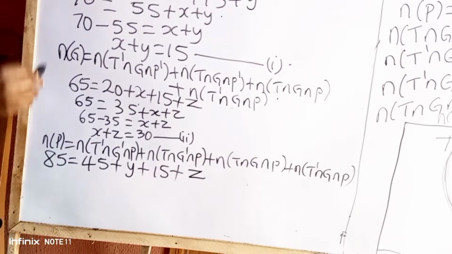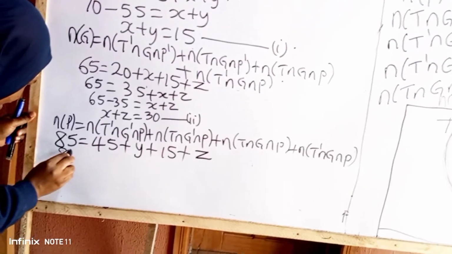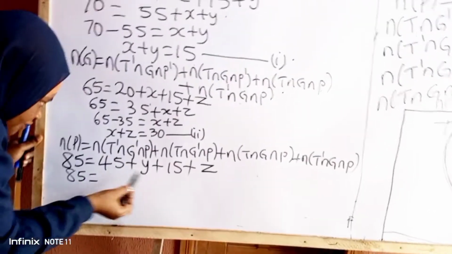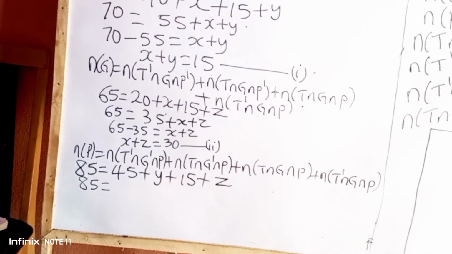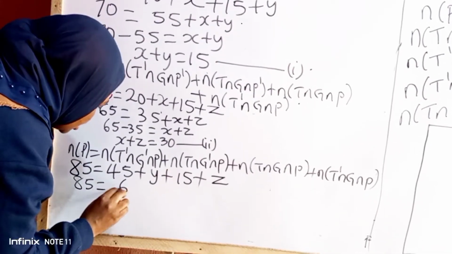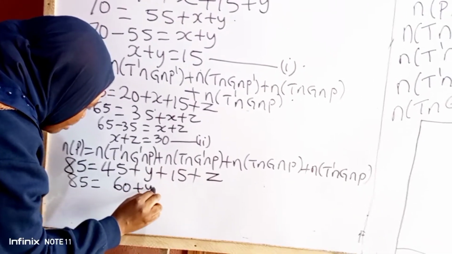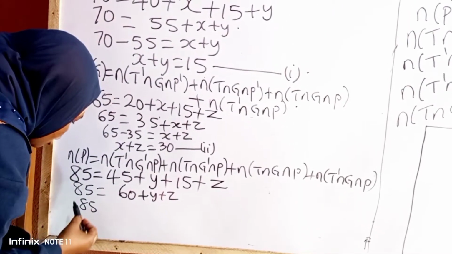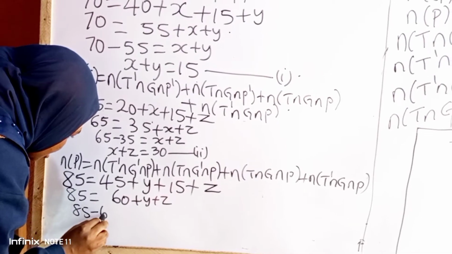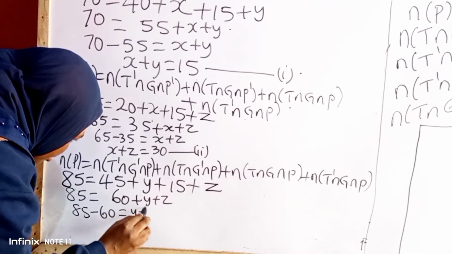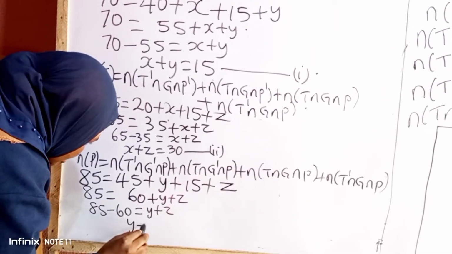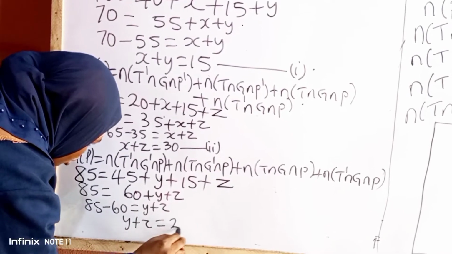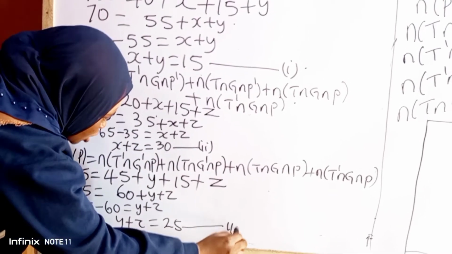Yes. So from here I have 85 is equal to 45 plus 15, 60. So 60 plus Y plus Z. So I have 85 minus 60 is equal to Y plus Z. So Y plus Z is equal to 25. So call this one equation 3.